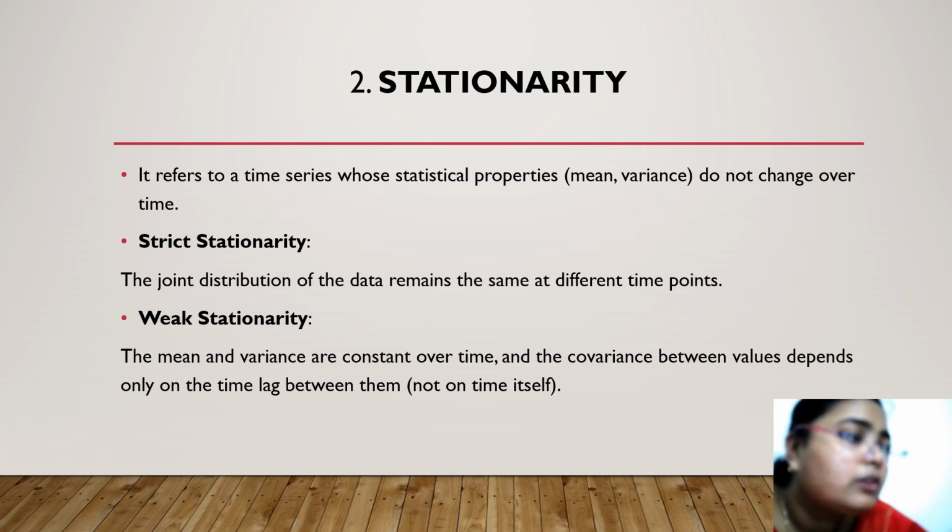Strict stationarity, what happens? The joint distribution of the data remains the same at different time points. That is, the data doesn't change according to the time points. This is called strict stationarity. Next is the weak stationarity. Weak stationarity means the data may be changing at different time points, but the mean and the variance of the data are constant. So this is called weak stationarity.